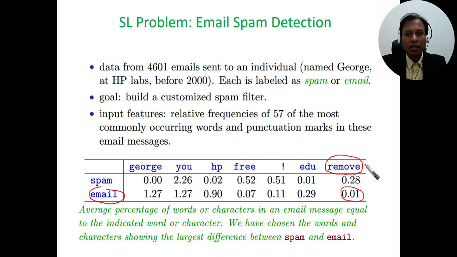So that's why the frequency of the occurrence is 0.28 in spam, whereas in real email, the use of this word is 0.01. I mean, this is the relative frequency, of course. And you also see that in spam, the use of the exclamation mark is high, but if the word HP is mentioned, then it is more likely a real email. So using these differences, we can categorize which email is spam and which email is not. Now, based on these things, any future predictions might be done. Okay.